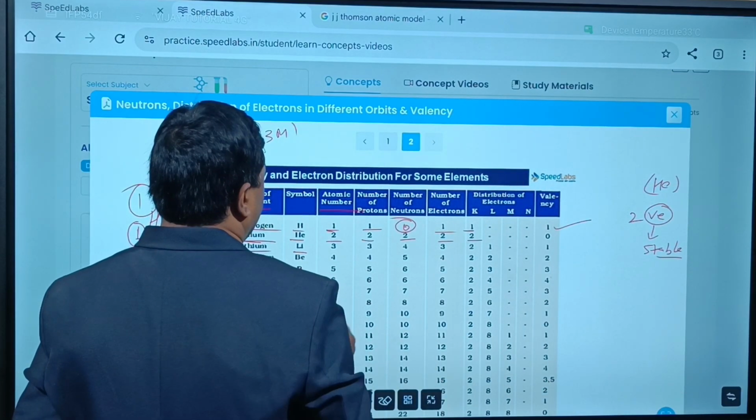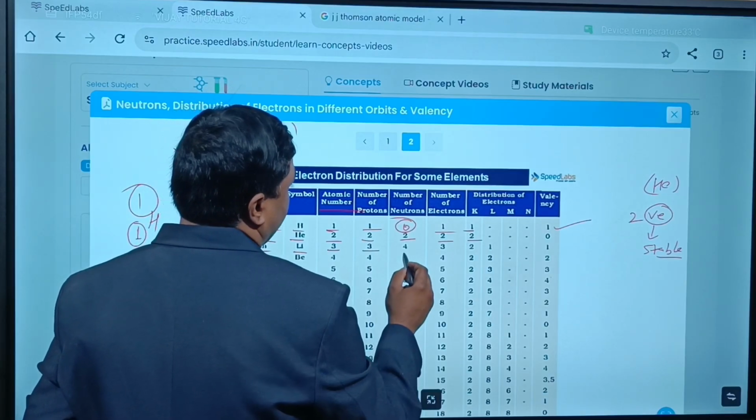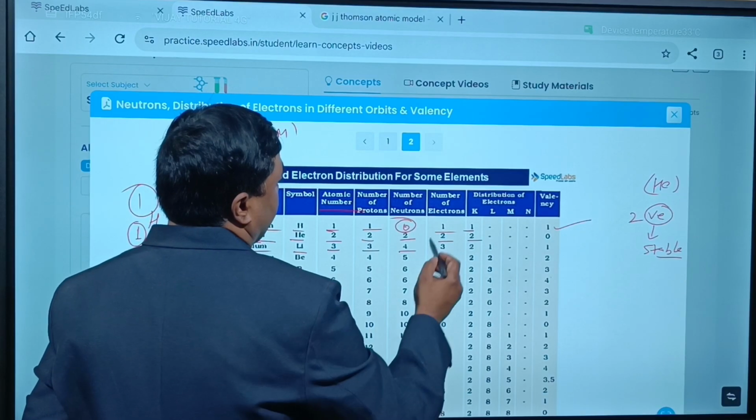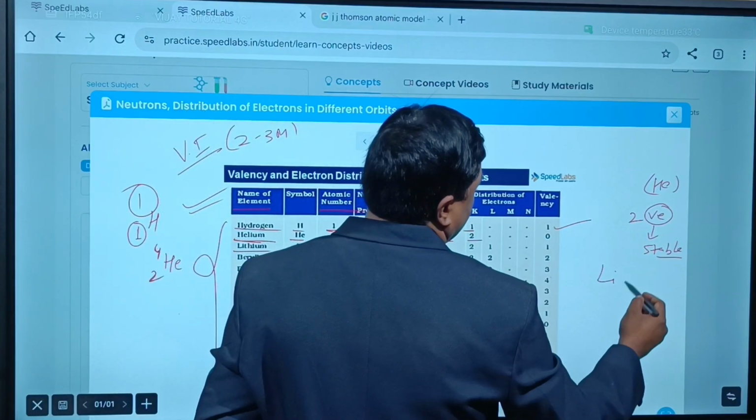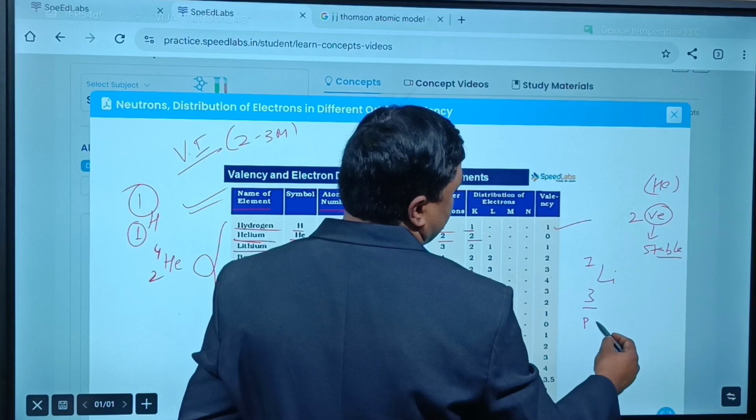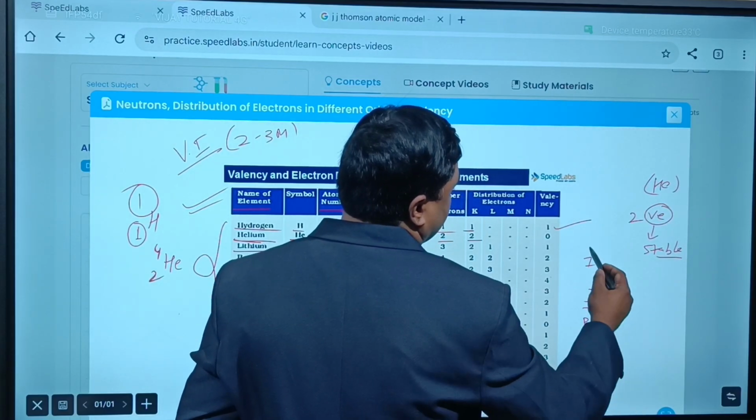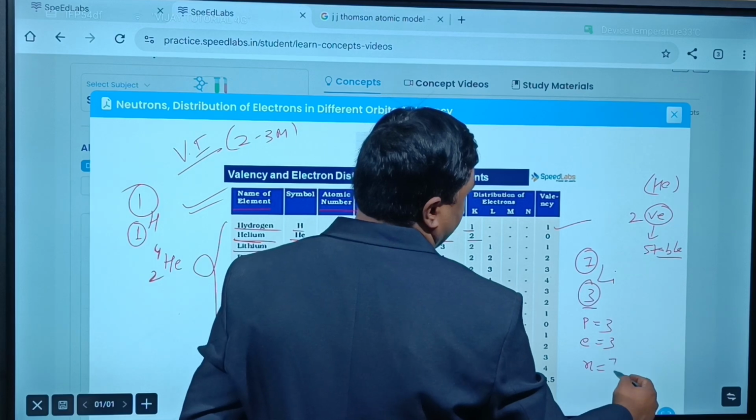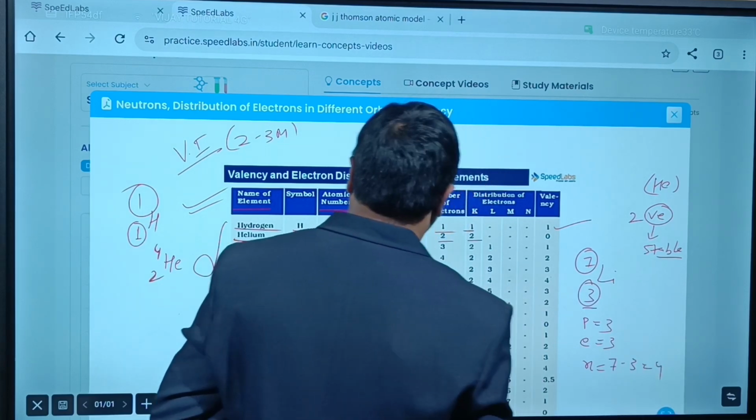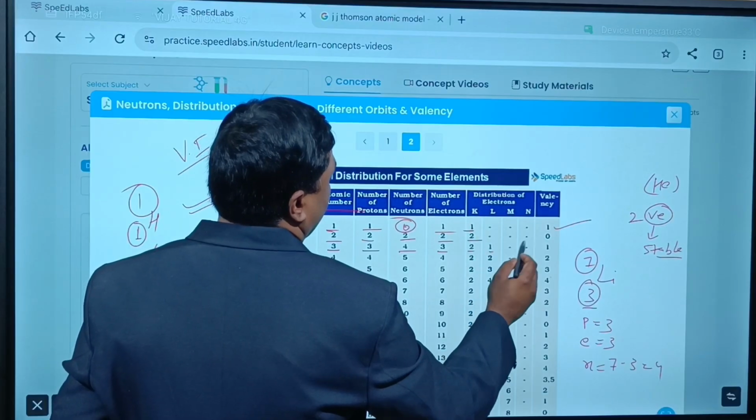Lithium, Li, atomic number 3, number of protons 3, number of neutrons 4. Because lithium is 3 and 7, atomic number 3, so protons is 3, electrons is also 3. Number of neutrons, how will we get? 7 minus 3, that is equal to 4. Electrons 3, electronic configuration 2 comma 1.